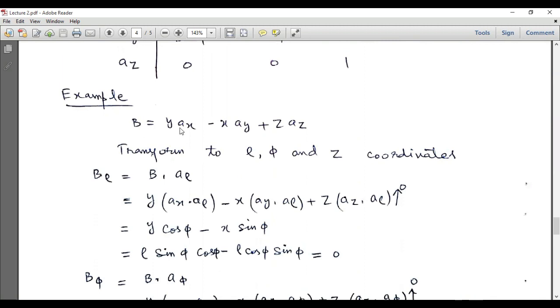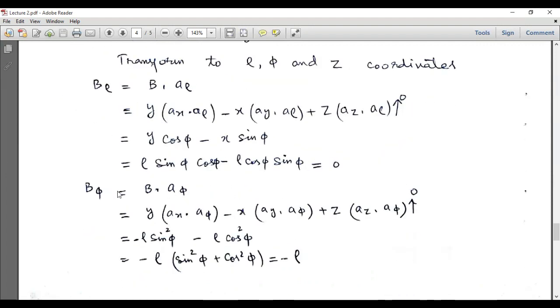So in this example, we have to transform this vector field in a Cartesian coordinate system to the cylindrical coordinate system. So first we will calculate B rho, and B rho will be equal to B dot a rho, and it will be equal to y ax dot a rho minus x ay dot a rho plus z az dot a rho. So ax dot a rho equal to cos phi, ay dot a rho equal to sin phi, and az dot a rho equal to 0. Now y is equal to rho sin phi, x is equal to rho cos phi. So it will become rho sin phi cos phi minus rho cos phi sin phi, and it will be equal to 0. So B rho is equal to 0.